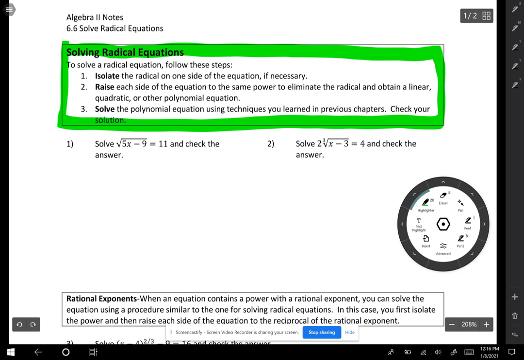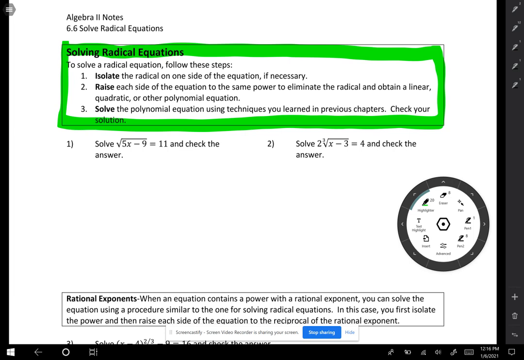For the first step, you want to isolate the root on one side of the equation. If it's already isolated, you can skip that step and go to step 2, which is raise each side of the equation to the same power to eliminate the radical and obtain a linear, quadratic, or polynomial equation. So essentially step 2 just means we're getting rid of that root by raising each side to a power.